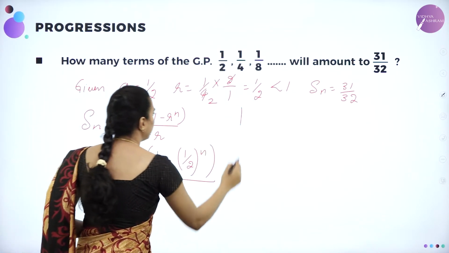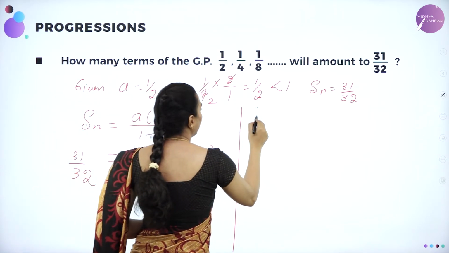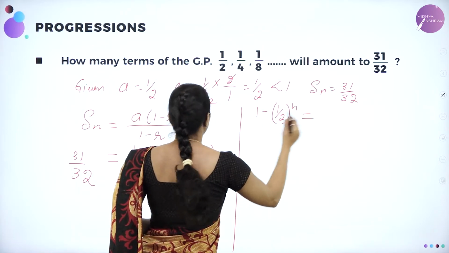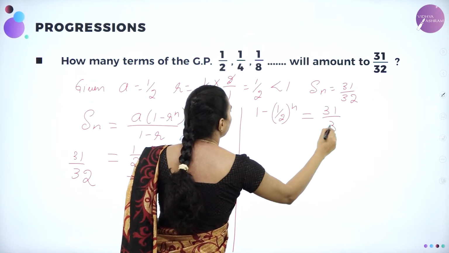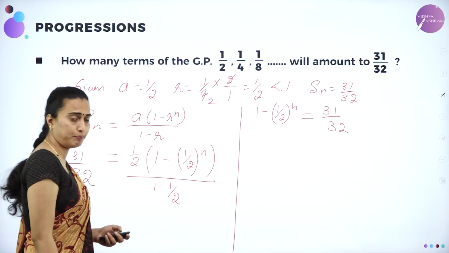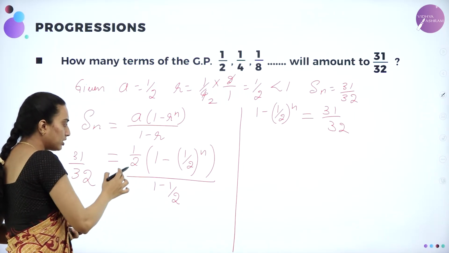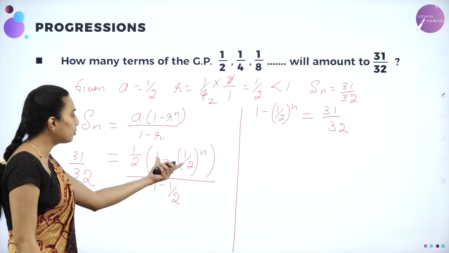Now this will be 1 minus 1 by 2 to the power of n equating to 31 divided by 32. Understood, dear students? I'm skipping one step here. Here 1 minus 1 by 2 is 1 by 2. Along with this 1 by 2, this 1 by 2 will get cancelled. Remaining is only this term.